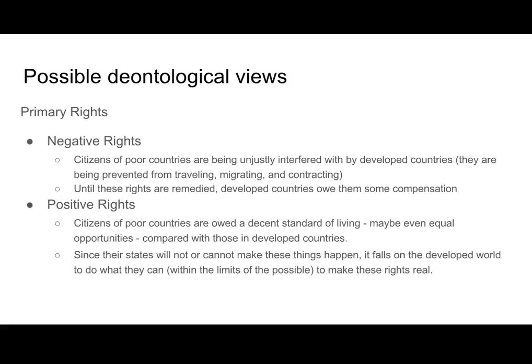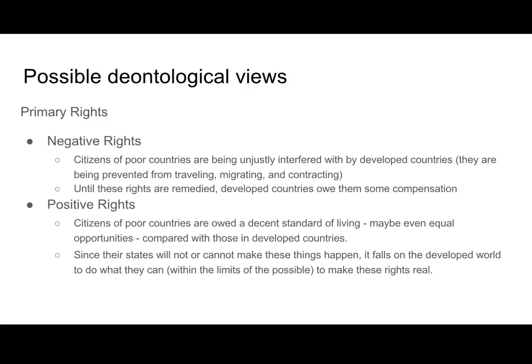We could also view global distributive duties as primary rights, not just remedial rights, right? It might be the case that there are primary rights that people have currently that are being violated, right? So we look at negative rights. Well, citizens of poor countries are being unjustly interfered with by developed countries. They're being prevented from traveling, migrating, and contracting. Until these rights are remedied, developed countries owe them some compensation.